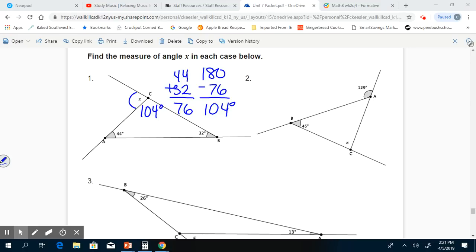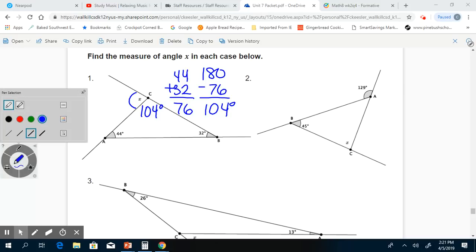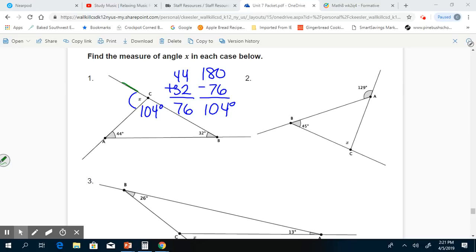And now we want to find the x value, which, since this is a straight line, we know that it has a measure of 180 degrees again. So we have 180 minus 104 gives us 76 degrees. So x is 76 degrees.